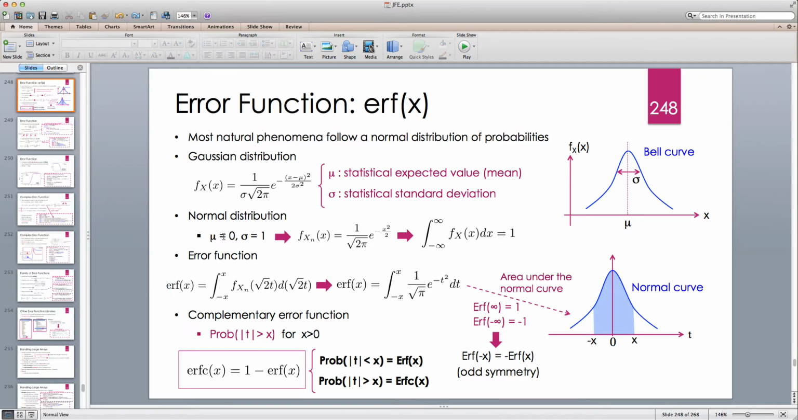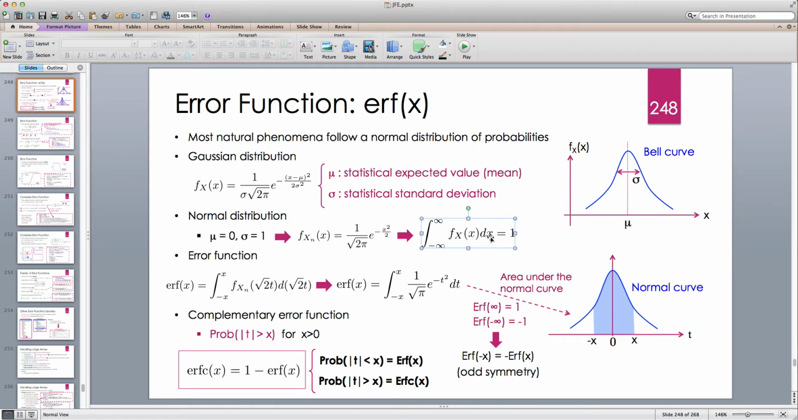Now, what is normal distribution? Normal distribution is when the expected value is 0, so this bell curve is centered about 0, and sigma is 1, so its standard deviation is 1. And then f of x_n, if x is our Gaussian distribution, x sub n means the normal Gaussian distribution. So sigma is 1 and mu is 0: 1 over square root of 2 pi e to the minus x squared over 2.